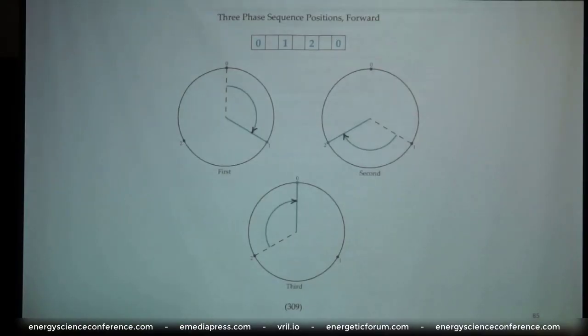Okay, so let's do this graph. It always helps when we do this stuff graphically. So this is our positive sequence series: 0, 1, 2, 0 for a three-phase system. So anytime you have a 3, in actuality, that's brought you back to top dead center, so you list that as a 0.